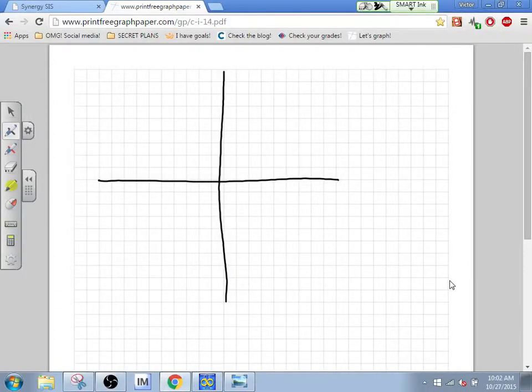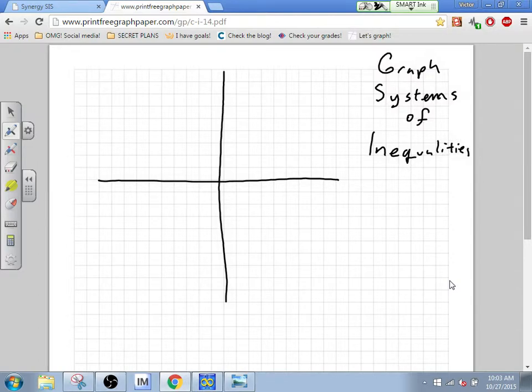Okay, so this is what I want. The next skill I want us to be able to do is graph systems of inequalities. Write this down in your notes. It's not terribly complicated. It's just combining two things that we've already done.